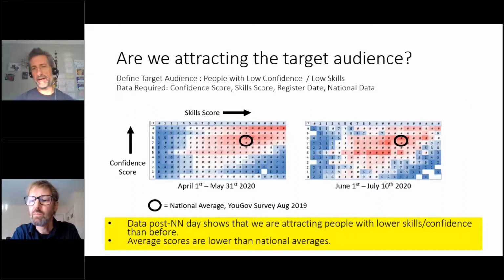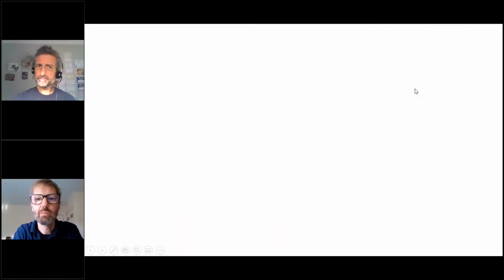What's also interesting about this graph is that it shows there is a correlation between skills and confidence. And we'll come back to that in question 3, because we want to know how much of a correlation there is. And is that useful to us? We'll come back to that.